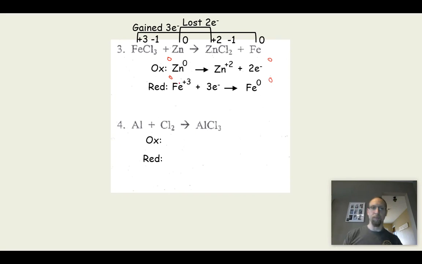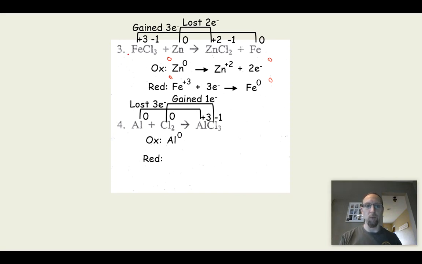All right. Number 4, check this one out, see how you did. Connect the ones that changed. Aluminum lost 3 electrons, chlorine gained 1. So Al 0 is oxidized and chlorine 0 is reduced. So aluminum is becoming aluminum plus 3 by losing 3 electrons. And then chlorine is gaining 1 electron to become chlorine minus 1.